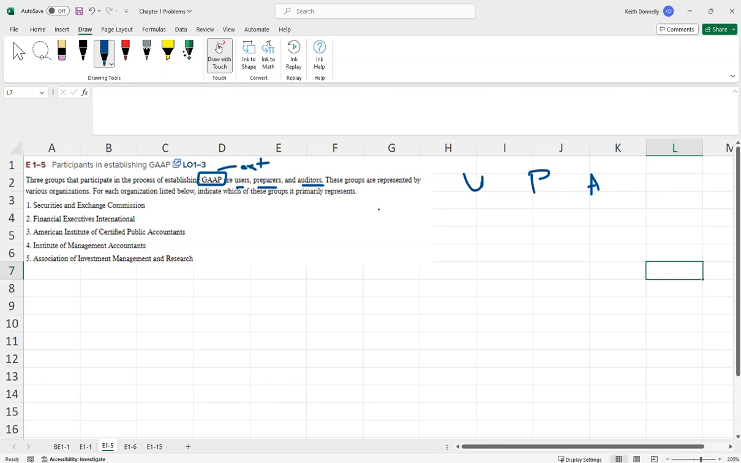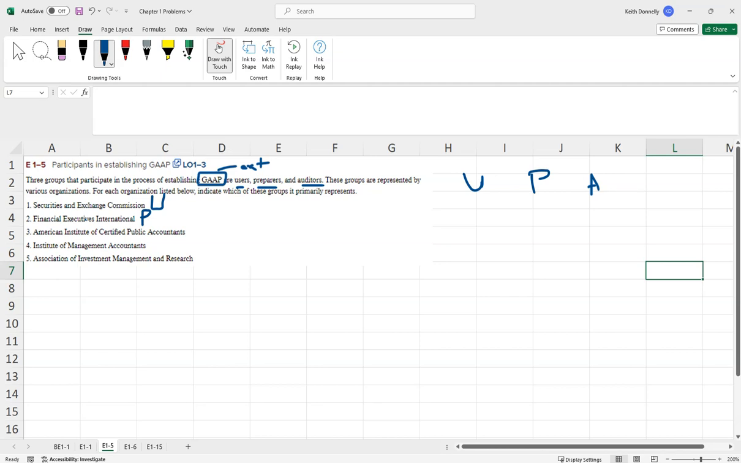They want to know, and they're represented by various organizations, for each of these below, what is the most likely group they're going to be in? Well, the SEC, that's going to be a user of the financial statements. They look at those financial statements and make sure, hey, is everything on there okay? We're trying to protect the investors who are buying into the stock market. Next one here, we have Financial Executives International. That's going to be a type of preparer. You can look at the PowerPoint there, but the idea is the executives are involved in the preparation process of the company's return.